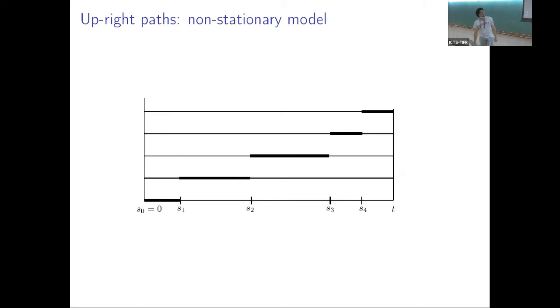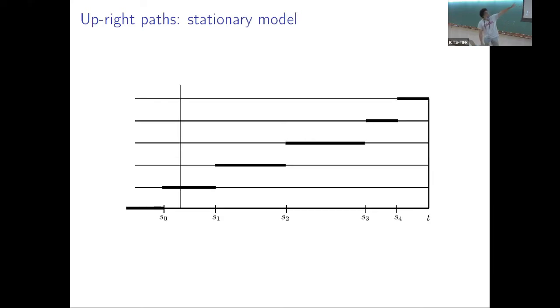Okay, so for the original non-stationary model, the one that's usually known as the O'Connell-Yor polymer, the initial time S0 is fixed at 0. And for the stationary model, the initial time S0 could extend all the way to minus infinity. And at some point, we decide to jump into the bulk, and then it looks like the non-stationary model. Okay, so these were the pictures.